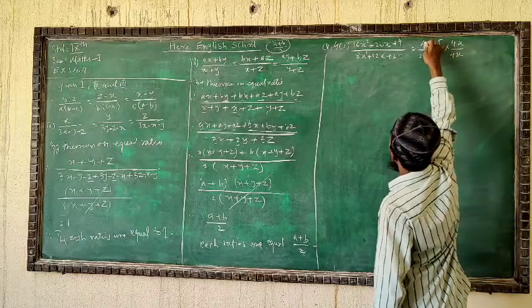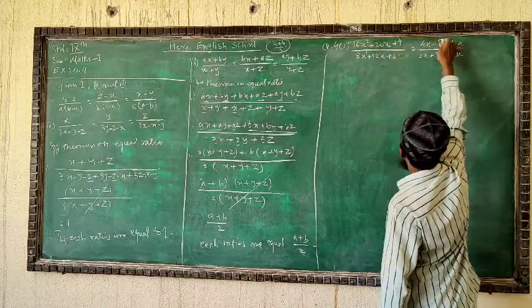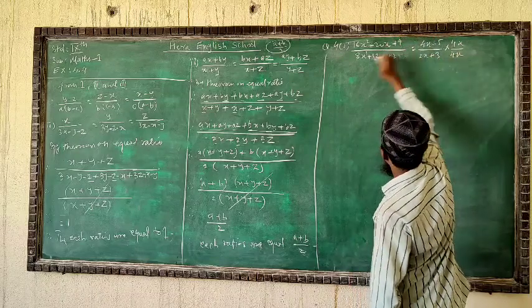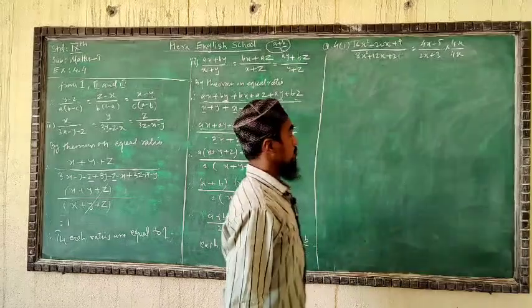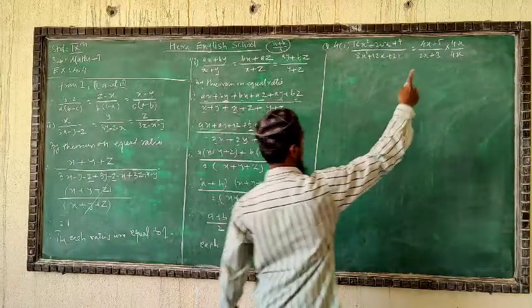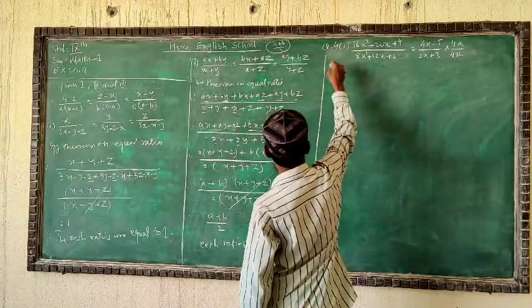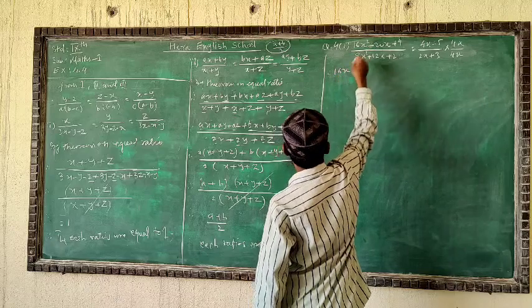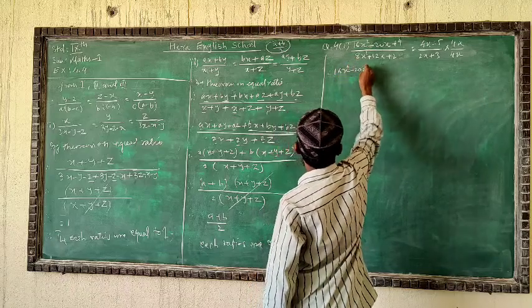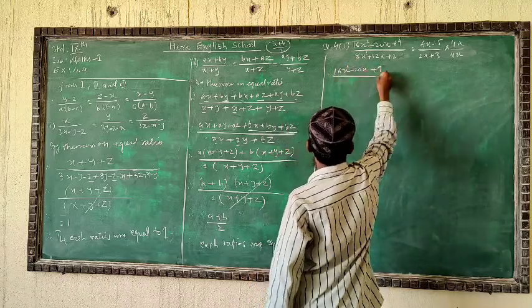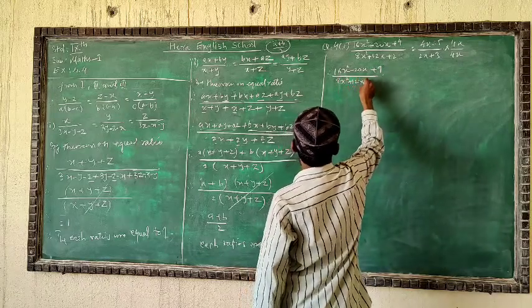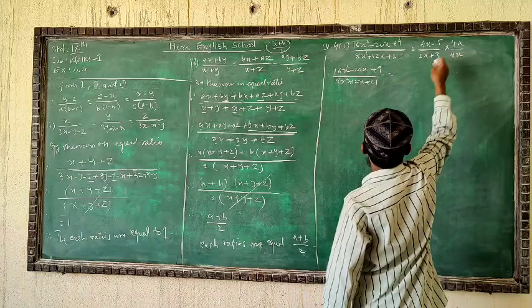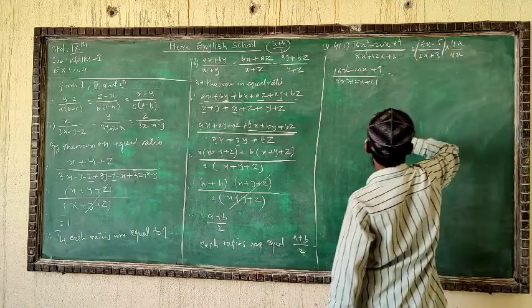See, 4 4s are 16x square, 4 5s are 20, minus 20x, 4 2s are 8x square, 4 3s are 12. Like this, you will get the same terms. So we'll multiply the second fraction by 4x upon 4x, and the first fraction will be as it is, 16x square minus 20x plus 9 upon 8x square plus 12x plus 21, is equal to this fraction multiplied by 4x upon 4x.